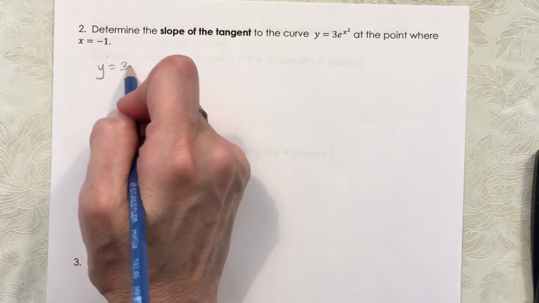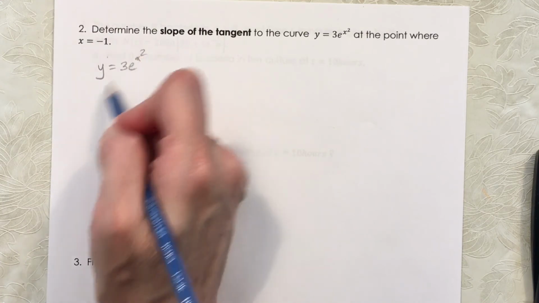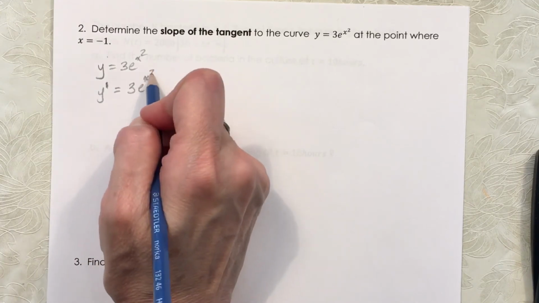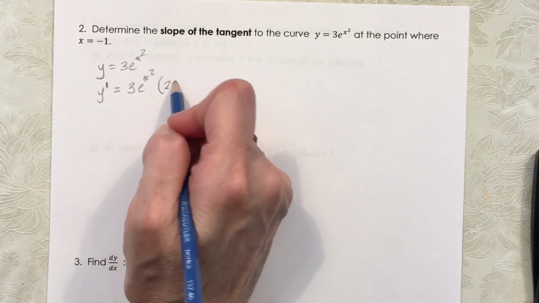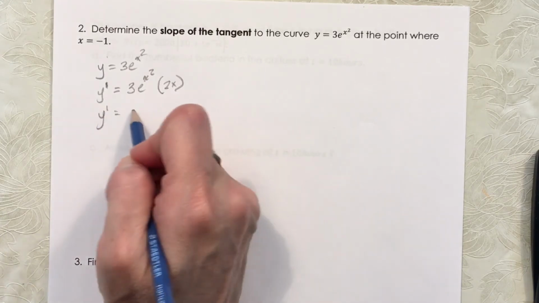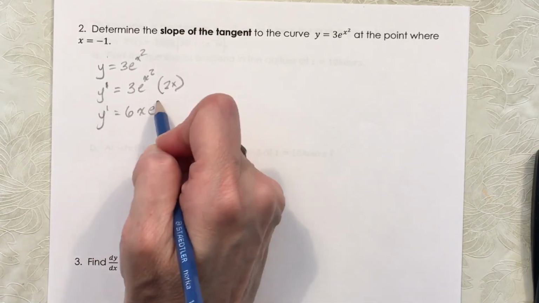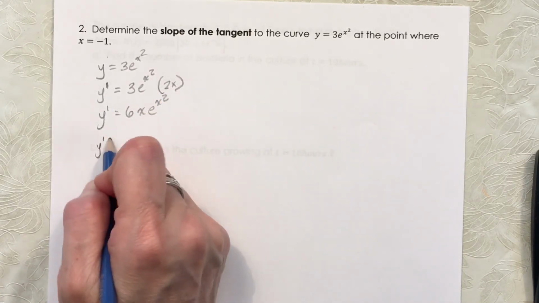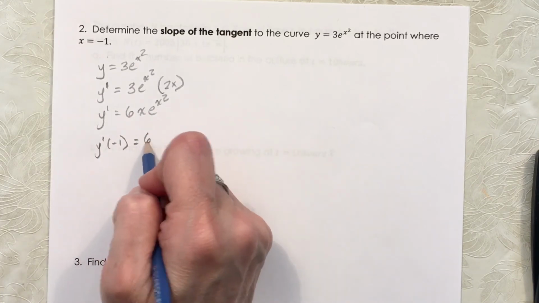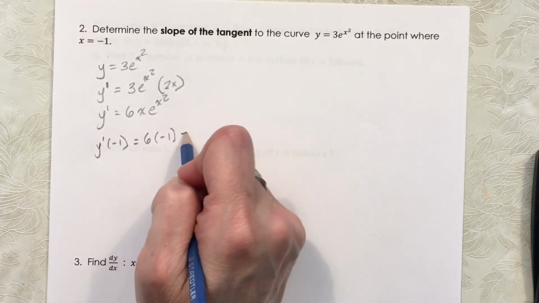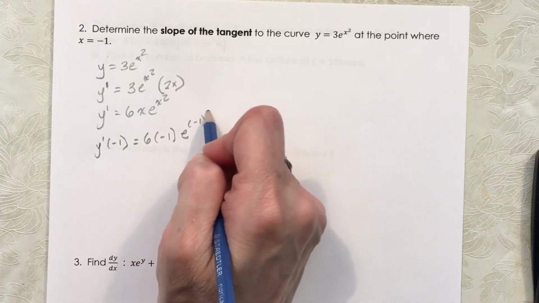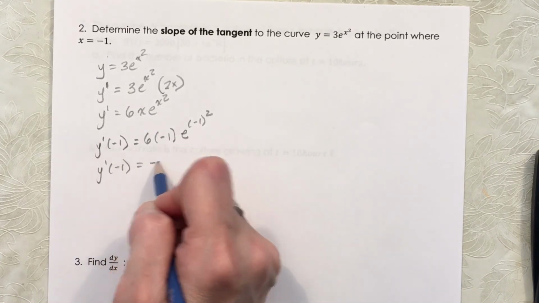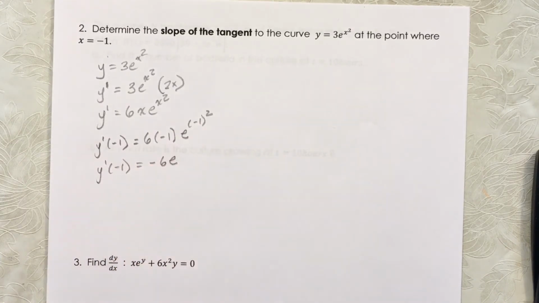If y equals 3e to the x squared, y prime is going to be 3e to the x squared times the derivative of x squared, which is 2x. Or we could write that as 6x e to the x squared. But we want it at -1. So y prime at -1 is going to be 6 times -1 e to the -1 squared. So that's going to give me -6 e to the 1, so -6e.